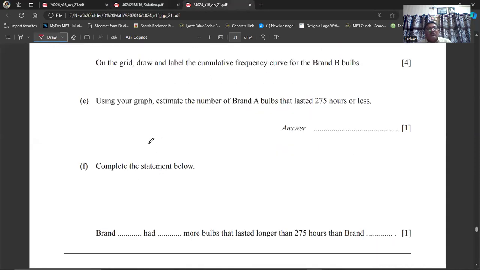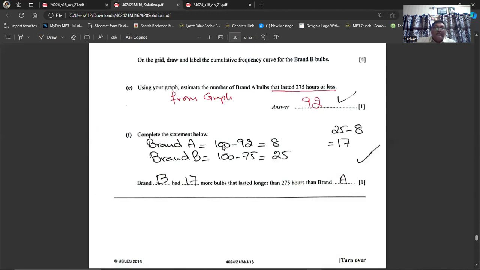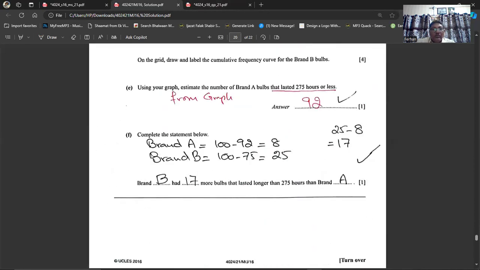Then the question is part F: complete the statement below. Brand dash had dash more bulbs that lasted longer than 275 hours than brand dash. For brand A, the bulbs that lasted less than 275 hours are 92, so 100 minus 92, 8 bulbs lasted more than 275 hours. For brand B, I will find out from 275. I will go there and check the value here. This is 75. So for the brand B, the bulbs that lasted more than 275 hours will be 100 minus 75, and that is 25. So the difference between them is 17.